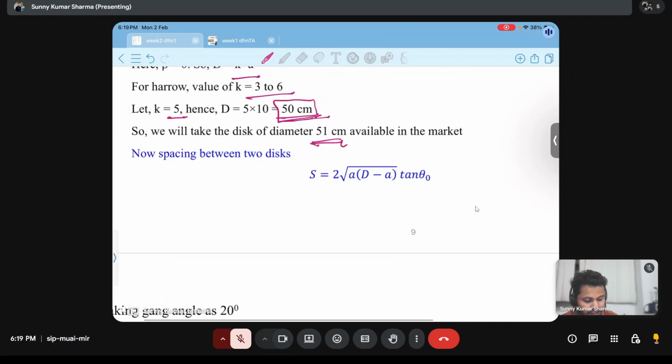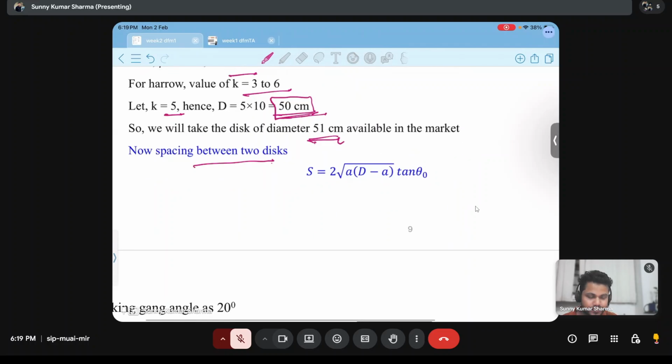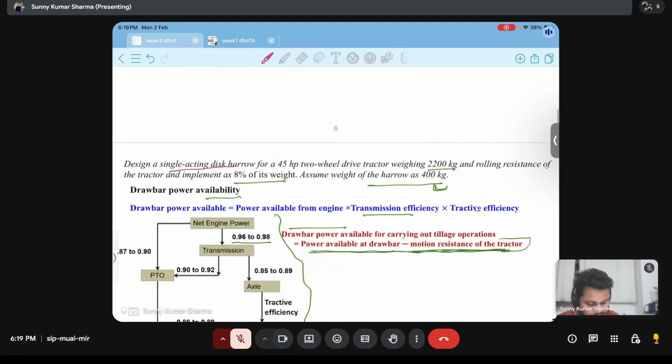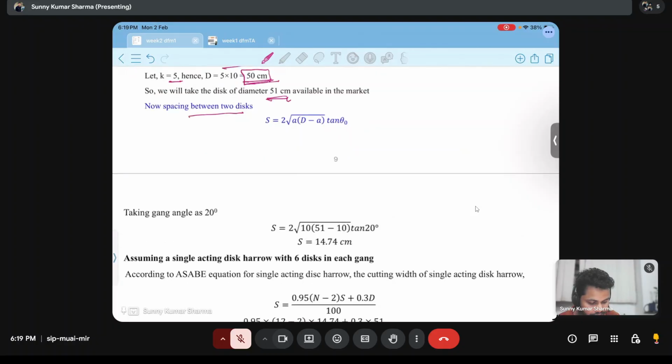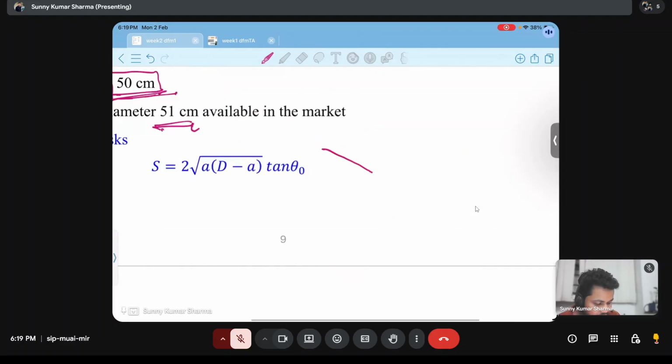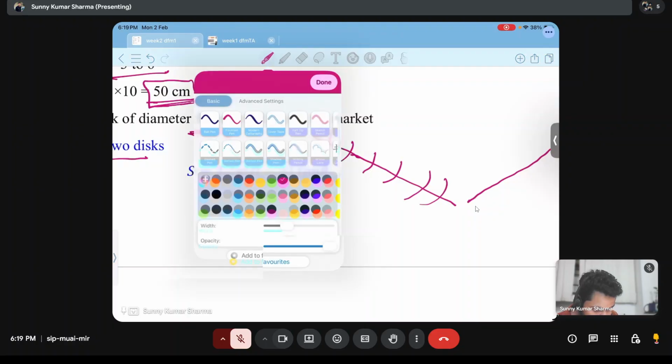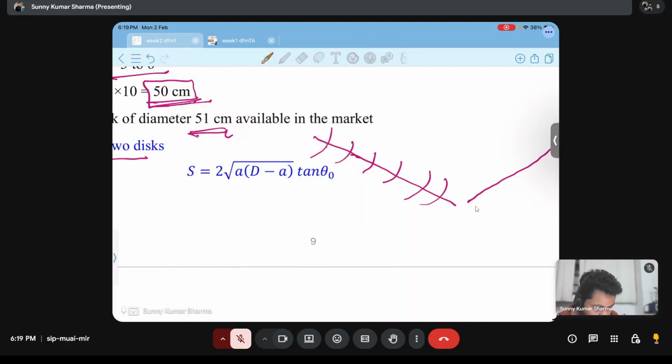From there we can calculate spacing between two discs. Now, which type of disc harrow is it? Single acting disc harrow. Single acting disc harrow means this type of disc harrow it is. So what will be the spacing between the discs? This is the disc spacing.